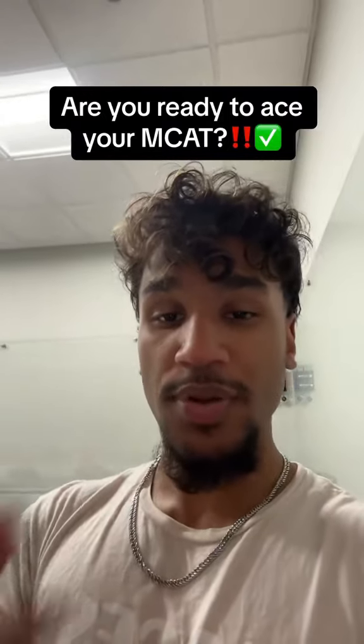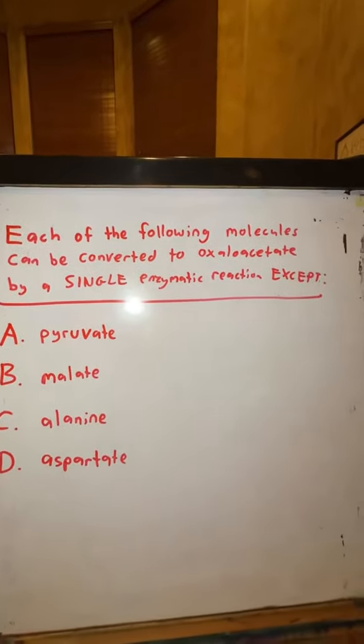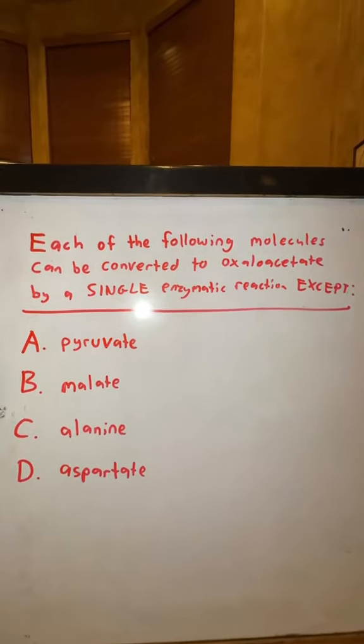Get this question right and you'll be ready to ace your MCAT. Each of the following molecules can be converted to oxaloacetate by a single enzymatic reaction except... So let's take a look at the first one.